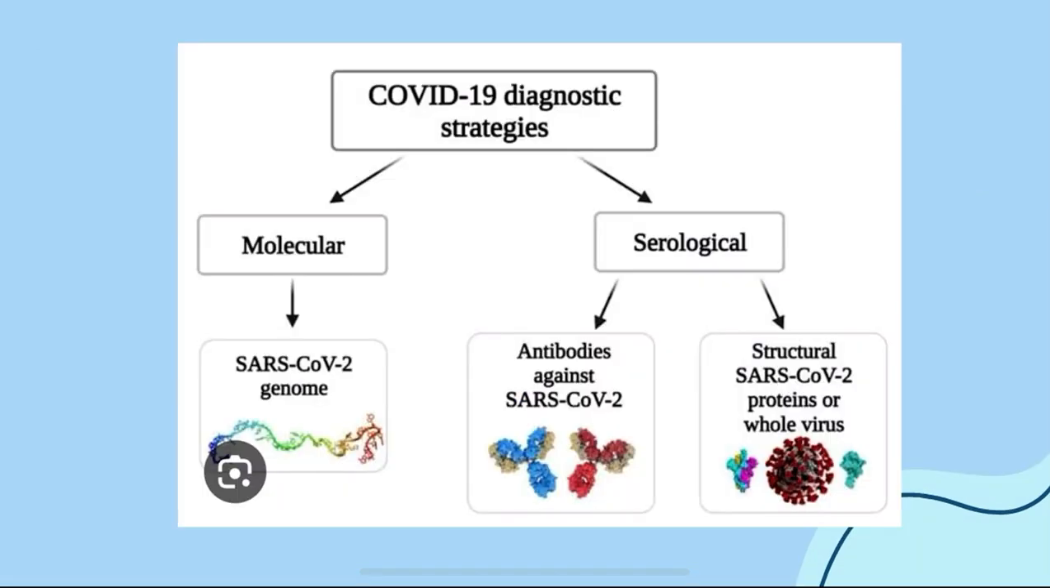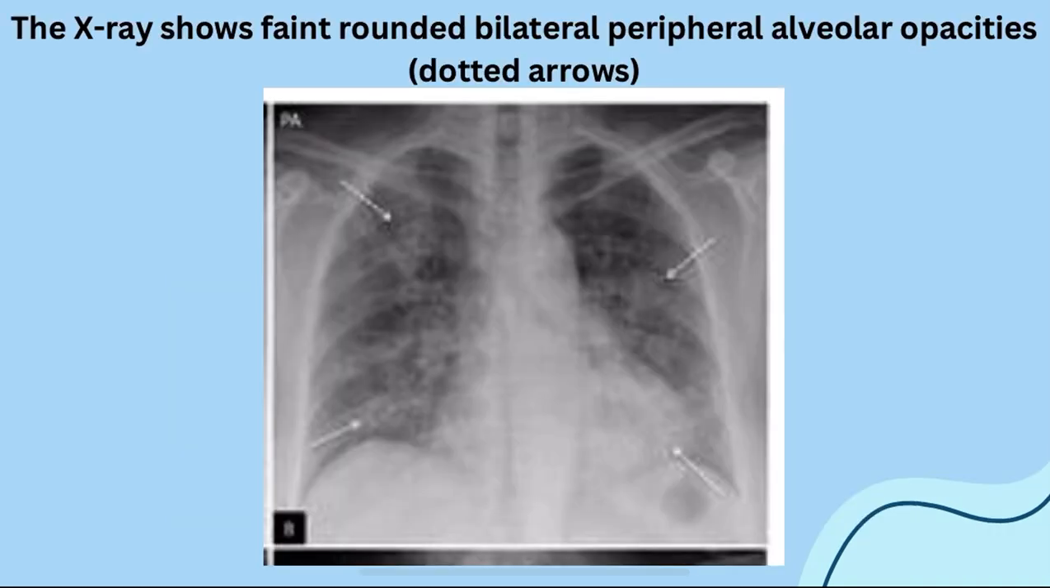The COVID-19 diagnostic strategies. What are the strategies? We have the molecular test for the SARS coronavirus 2 genome and a serological test. We find antibodies against the SARS coronavirus 2 structural proteins or the whole virus. Now we see the X-ray findings.